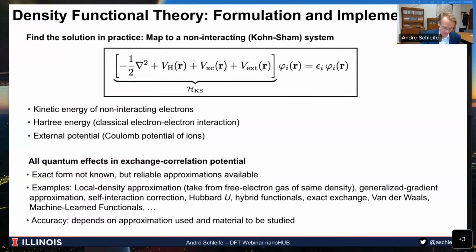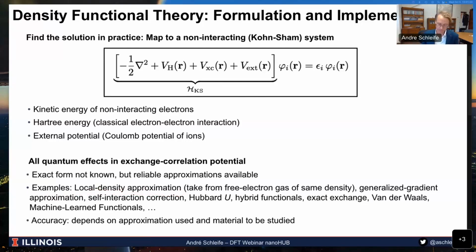I'll list just a couple of examples here that are used in practice. So already in the early days, the local density approximation was used, right? This is an approximation that computes this exchange correlation contribution for a free electron gas that has the same density as the actual system we want to describe at point R in space. It was in the early paper already, very early on, and it's still used today.